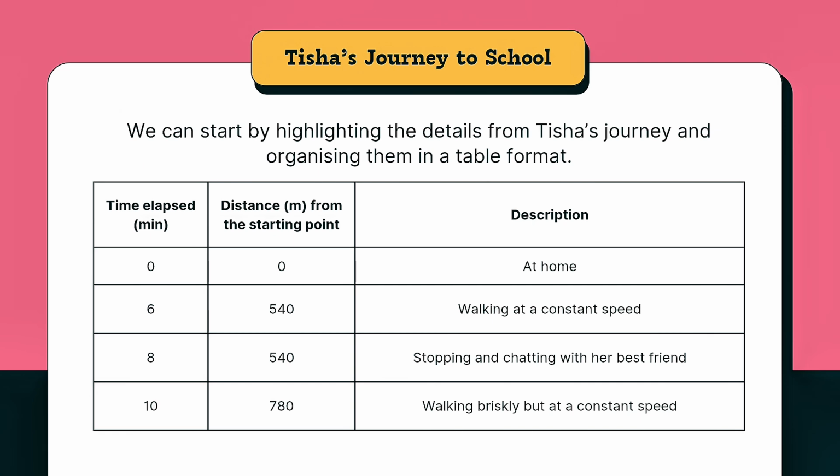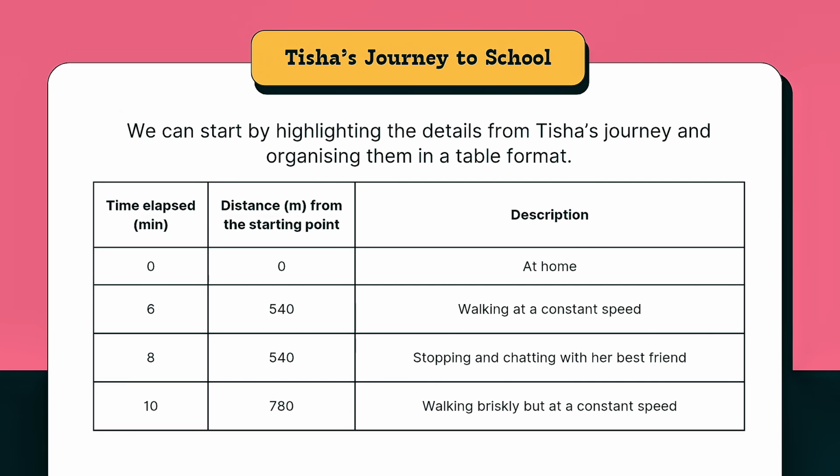At time 0 minutes, Tisha is at home, so the distance from the starting point is 0 meters. After 6 minutes, she has traveled 540 meters. Then for the next 2 minutes, she remains at the same position because she stopped to talk with her friend. So at 8 minutes, the distance is still 540 meters. Then she walks faster and reaches 780 meters at 10 minutes. Now let's convert this information into a graph.